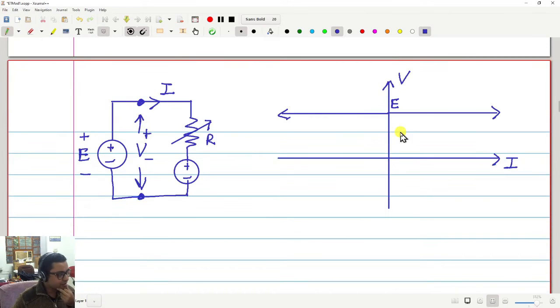Any questions so far? Sir, excuse me, sir. Yes. So what's the difference between a battery and the voltage source? At this point you think they are same, but maybe in 10-15 minutes we'll come to this. At this point you think they are same.